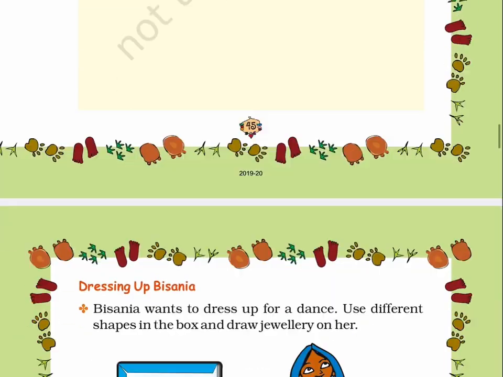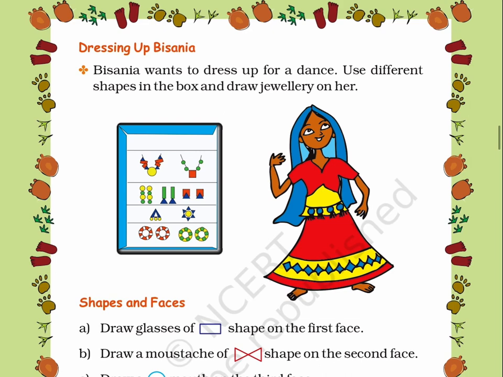Page 46. Dressing up Bisania. Bisania wants to dress up for a dance. Use different shapes in the box and draw jewelry on her. The picture shows Bisania wearing ghagra choli and dupatta. There is a rectangular box at the left side of Bisania with 4 rows. Each row has jewelry made of different shapes.